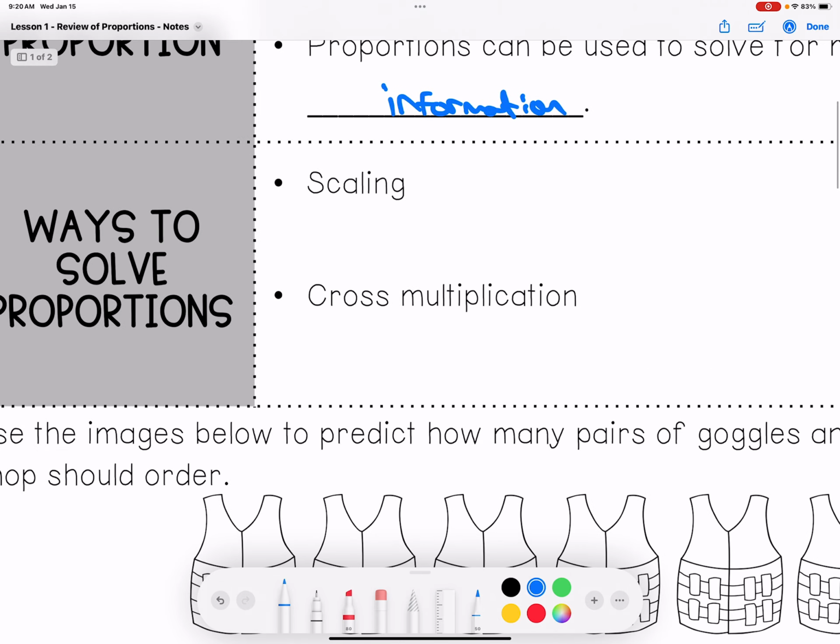Scaling means looking at these, are those proportional? Yes, as you can see that it went up by 3 times on each one. Okay? Cross multiplication is the butterfly, aka butterfly.